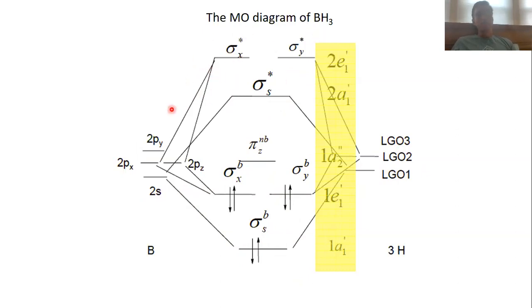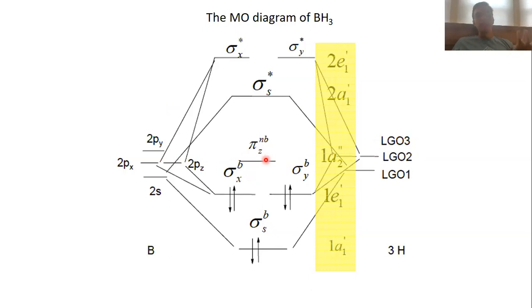Now what about the 2pz? The 2pz does not find a partner. It has the symmetry type A2 prime prime, remember that, but no ligand group orbital has the symmetry type A2 prime prime. And therefore you can write it as a non-bonding orbital with the same energy into the molecular orbital diagram.